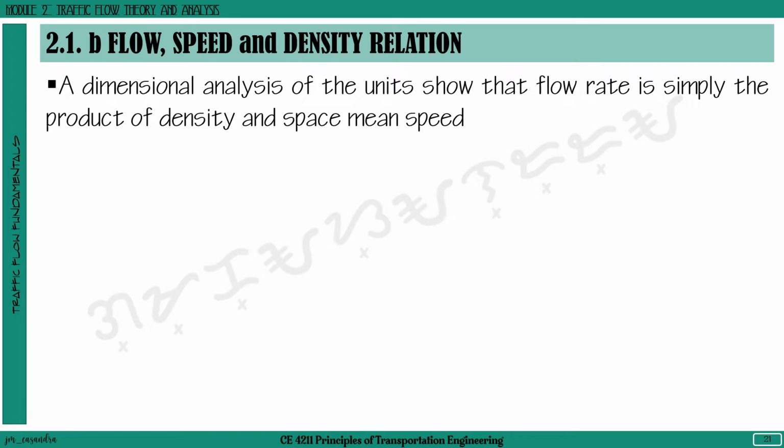And using a dimensional analysis of the units, it can now show that the flow rate or your volume is simply a product of the density and your space mean speed. So with that, we can now have our general equation for all of our computations later on for traffic flow as Q equal to K times U sub S.